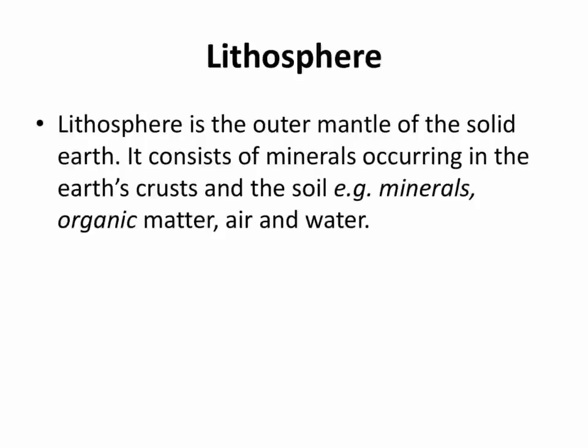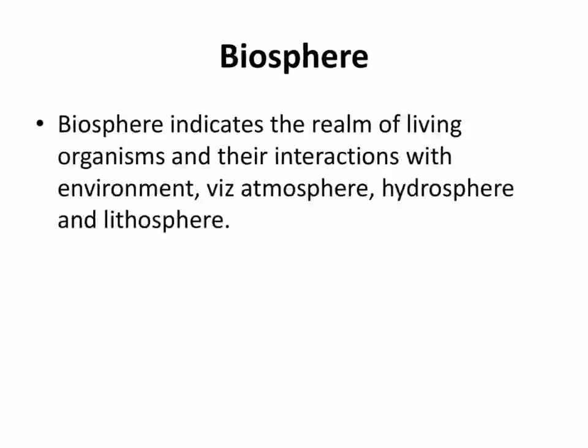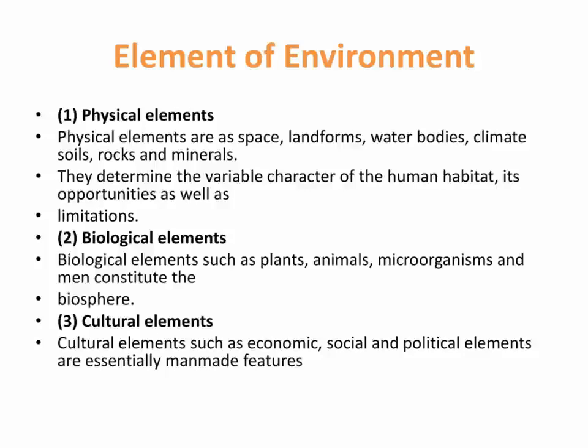It is the outer mantle of the solid earth. It consists of minerals occurring in the earth's crust and soil, for example, minerals, organic matter, air and water. The fourth one is the biosphere, that indicates the realm of living organisms and their interactions with the environment like the atmosphere, hydrosphere and lithosphere. Now we'll see the different elements of environment.